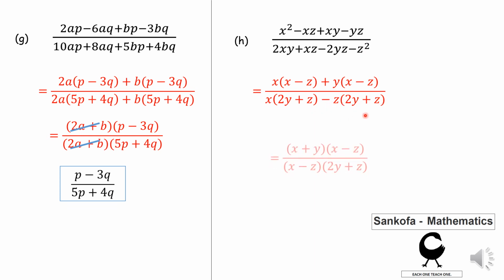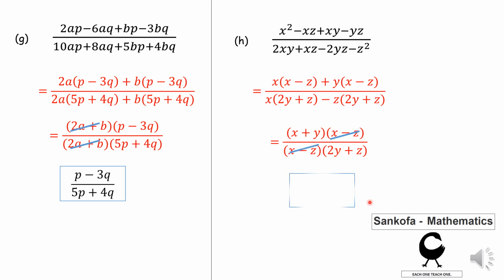This should be identical. So you write down everything outside the bracket once, and then the common brackets you do write once. The same with the denominator. You realize that x minus z are common brackets or common factors, so you cancel the whole bracket. So everything else, x plus y over 2y plus z, you don't need to put them in brackets. That is the final answer.